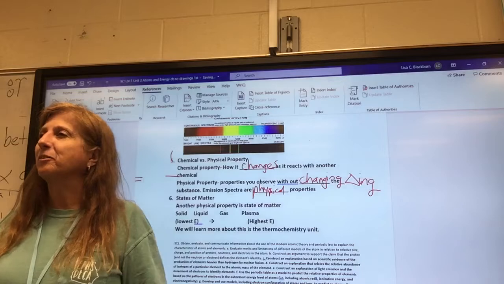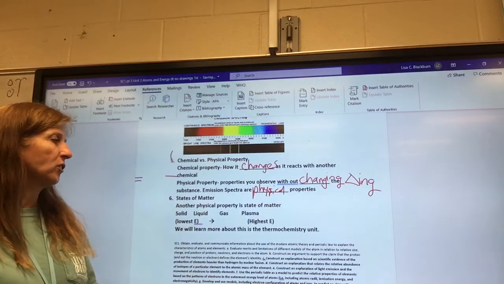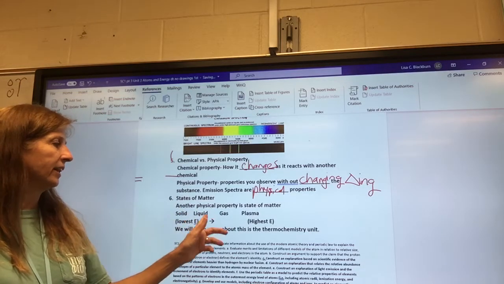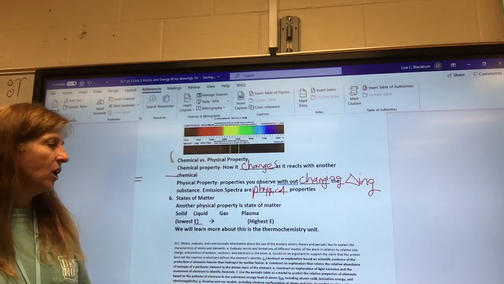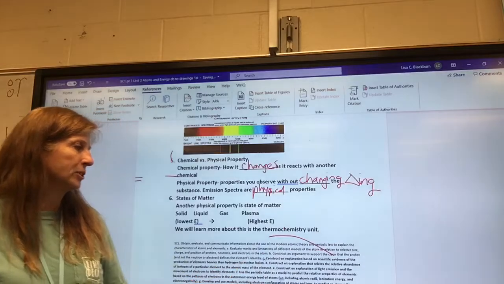All right, states of matter. Another physical property is state of matter: solid, liquid, gas, plasma, lowest energy to highest energy. We'll learn more about this in our thermochemistry unit.